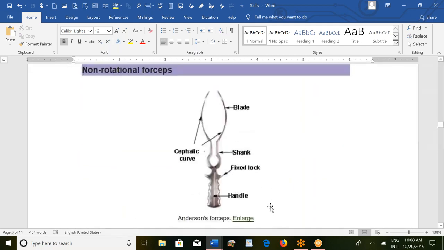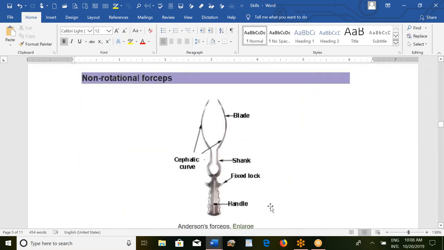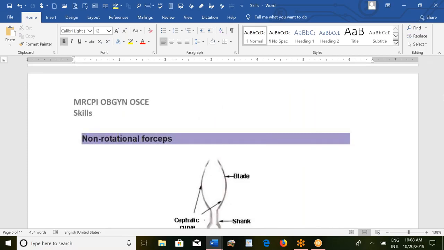So the head should be 0/5 palpable and the station should even be +2. Even at 1/5 palpable, you can do forceps or instrumental delivery, but if +2, then you cannot. But 1/5 usually a senior should do it, because the trainees are not doing Kielland. Kielland means consultant. Inside the OR, the trainees are doing only outlet forceps.